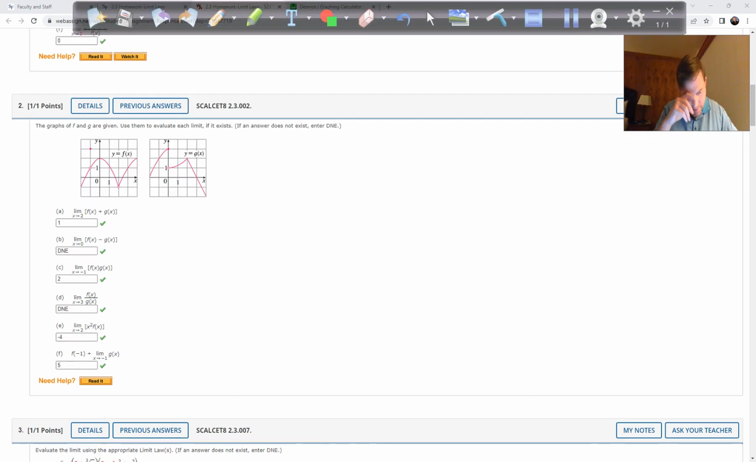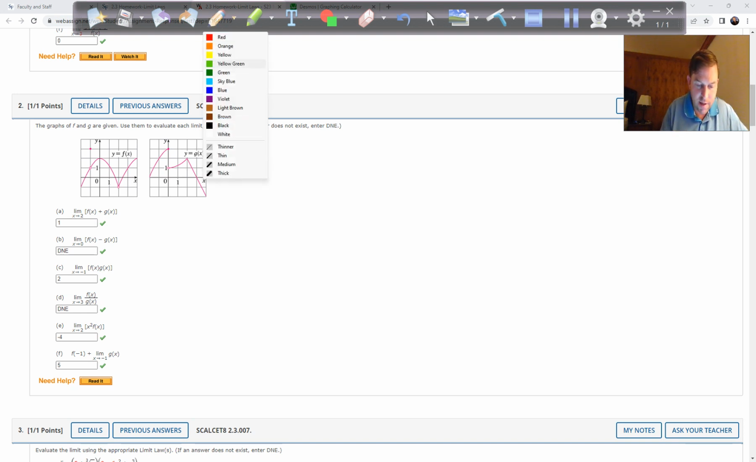Okay, for problem 2, they give us a graph. A lot of times these are a little simpler. And so it says the limit as, and I'm not going to break these up anymore. Basically, we can just say, okay, what is the limit of f of x as x approaches 2? What is the limit of g of x as x approaches 2? Let's just write those numbers in, and then we don't have to write so much.